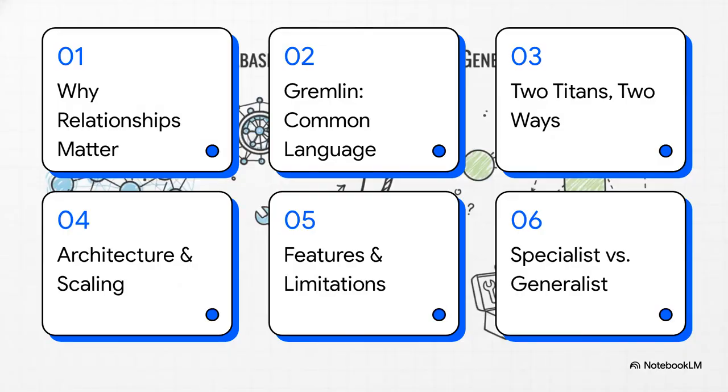So, here's our game plan. We're going to talk about why these relationships matter so much. Then we'll get into Gremlin. That's the common language they both speak. After that, we'll put the two titans, Neptune and Cosmos DB, side by side, looking at their architecture, their features, and their limitations. And we'll wrap it all up by looking at the core philosophy behind them, specialist versus generalist.